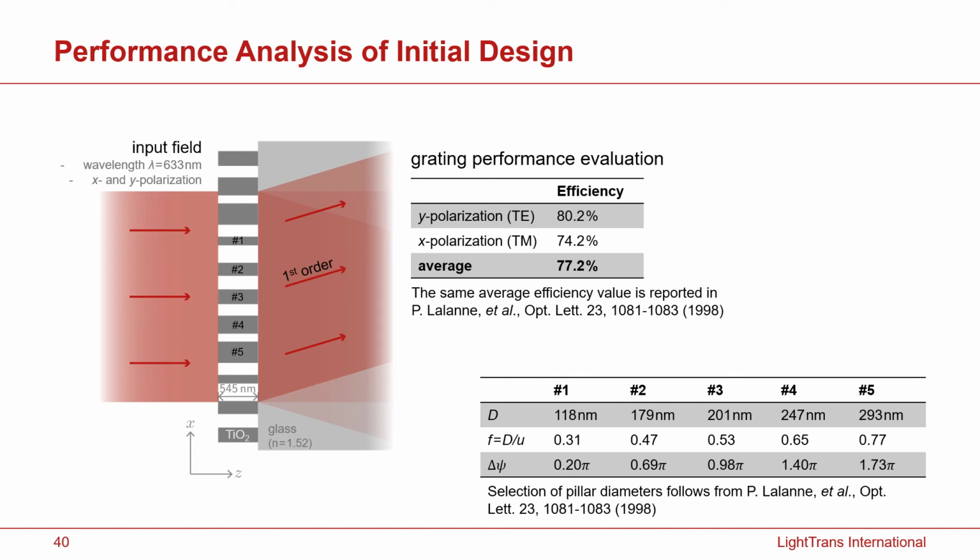Now, after constructing the whole metasurface, we can put these 5 pillars again into one period. That makes the period of the metagrating. And again, we are going to use the rigorous RCWA method to model this structure. And by that, we got a quite good diffraction efficiency result. So here you see that for both TE and TM polarization, this metagrating shows quite high diffraction efficiency. And on average, you get 77% diffraction efficiency in the first order.